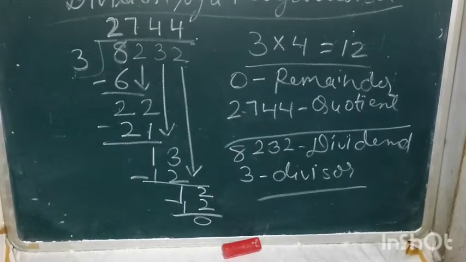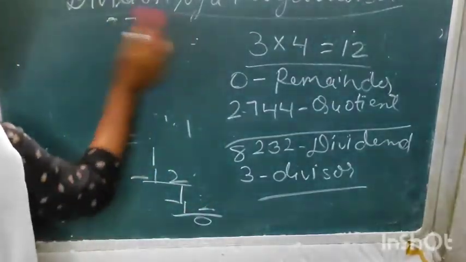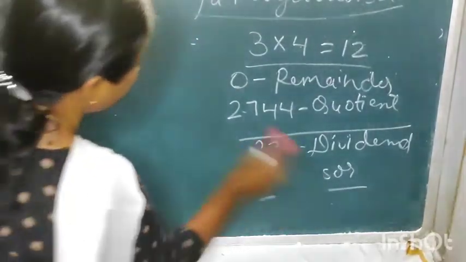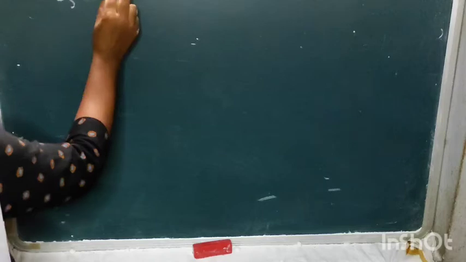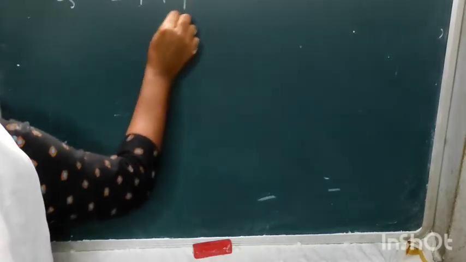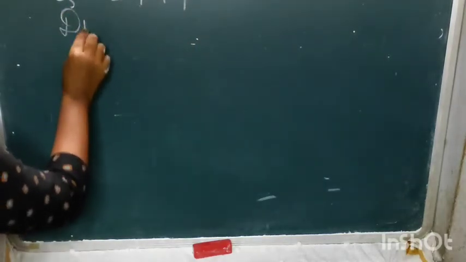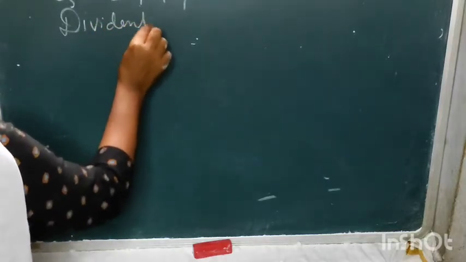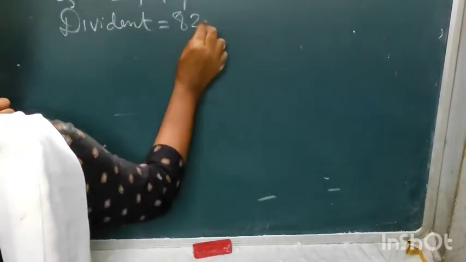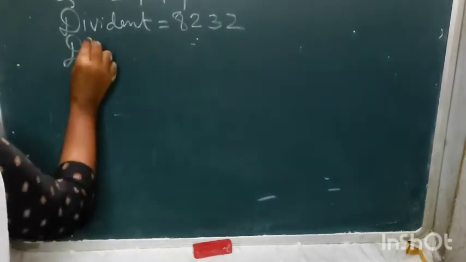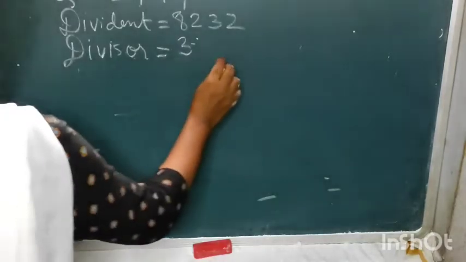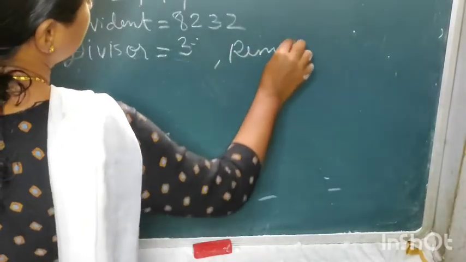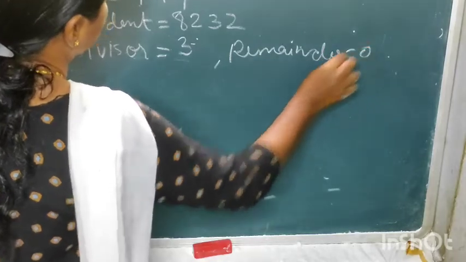Now we have to check whether this answer is correct or not. See here. We got the quotient: quotient is equal to 2744, dividend is equal to 8232, divisor is equal to 3, and remainder is equal to 0. So how do we check?